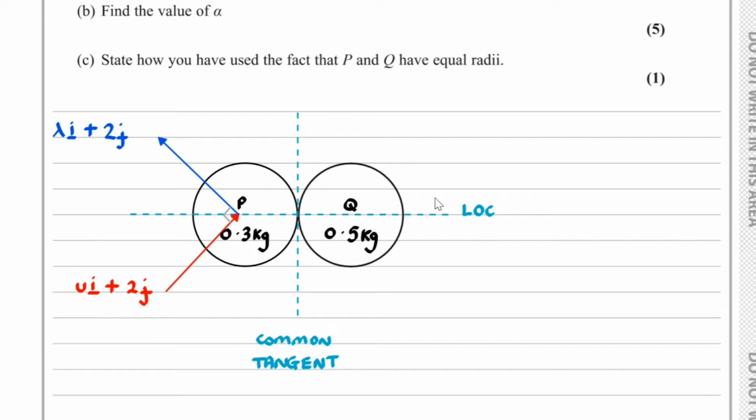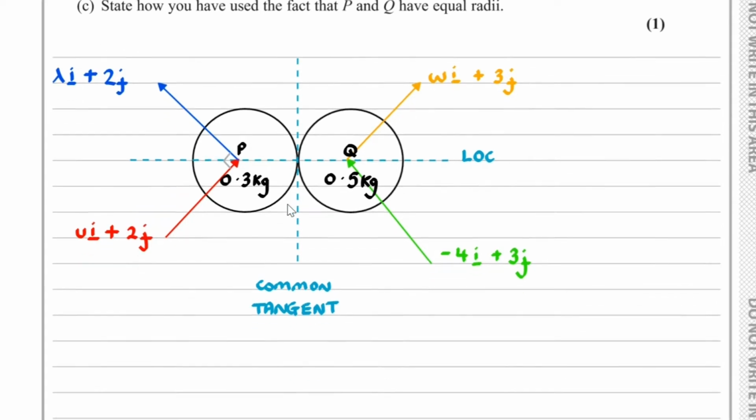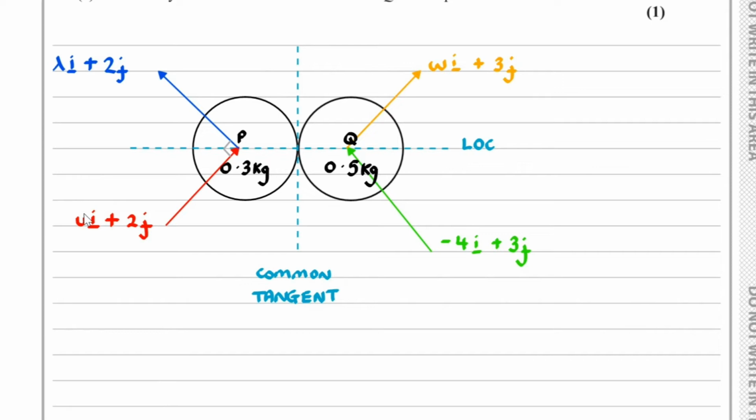And then we've got Q. Well, the velocity of that before will be given by minus 4i plus 3j, and then it is deflected through an angle of alpha, and the resulting velocity will be wi plus 3j. We don't know what w is, but what we do know is the j component will remain the same. And so, if P is deflected through an angle of 90 degrees, that means the dot product will be 0.